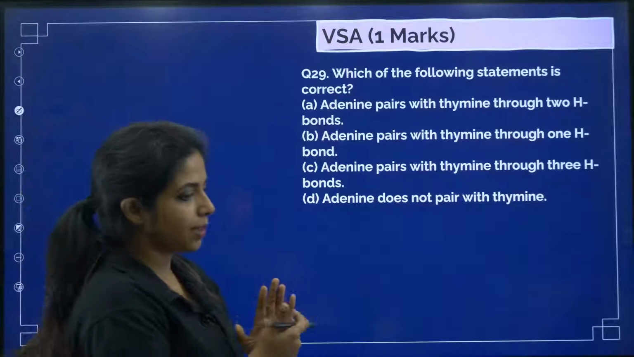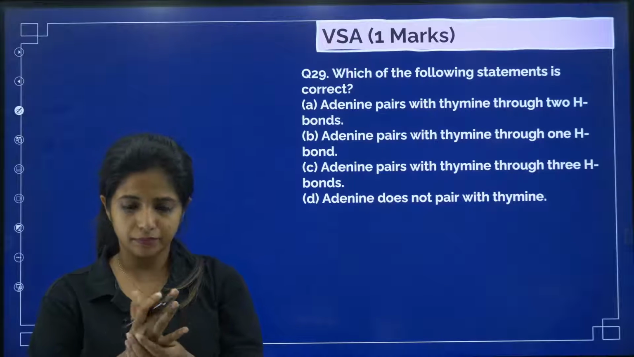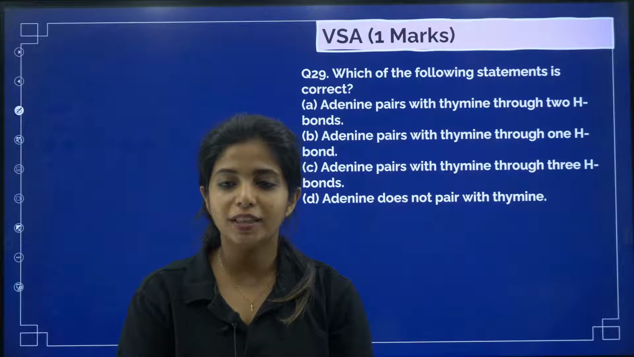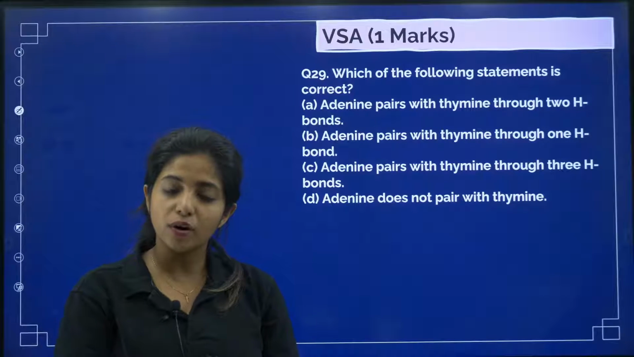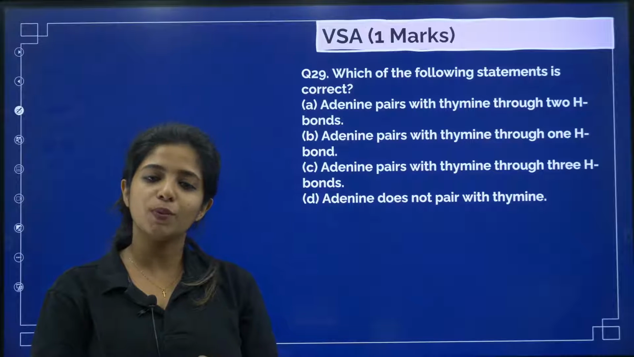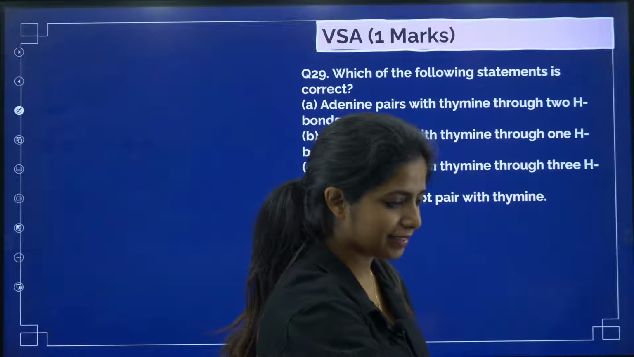Chalo. Okay, let's say. Which of the following statements is correct, Baba? It's an easy question. Adenine pairs with thymine through 2 H bonds. Adenine pairs with thymine through 1 H bond. Adenine pairs with thymine through 3 H bonds. Adenine does not pair with thymine at all. 29th.